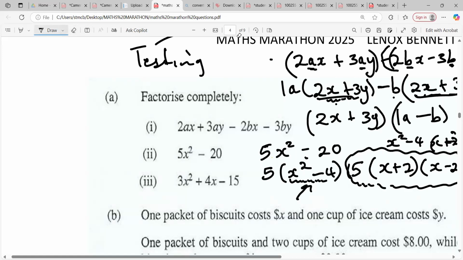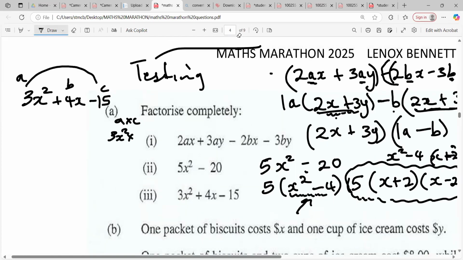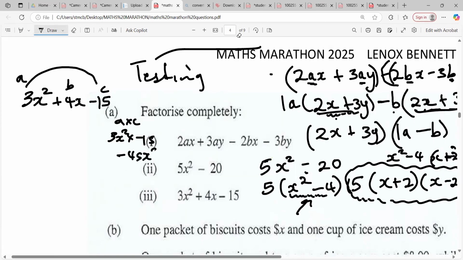So I'm just rewriting it over here. It's 3x squared plus 4x minus 15. So we multiply A times C, just in case somebody doesn't know, we label A, B, C. That's the first step. And then we multiply A times C. So we're going to multiply the 3x squared times the negative 15, and of course, this will give us negative 45x squared. So we list all the factors of 45. Factors are numbers that can go into 45 without leaving a remainder, right? So we have 1 times 45.